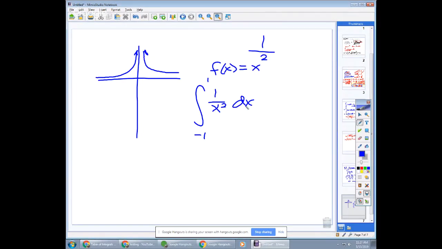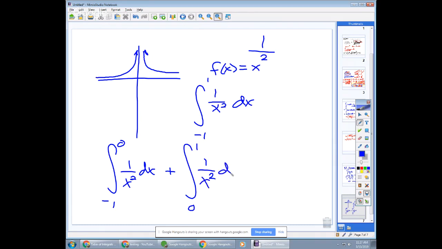The problem is this is discontinuous at 0, so you gotta break there. You gotta separate the two areas. So I want to consider the integral from -1 to 0 of 1 over x squared dx, and then the integral from 0 to 1 of 1 over x squared dx. Other things that can help me out here: this function is even symmetric, which means it's symmetric about the y-axis. So this integral is going to have the same value as that integral.